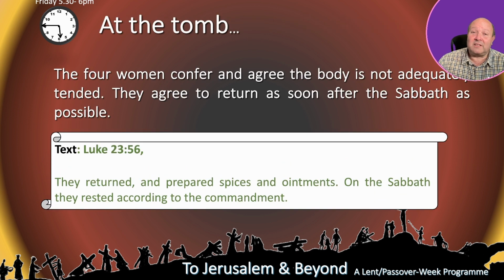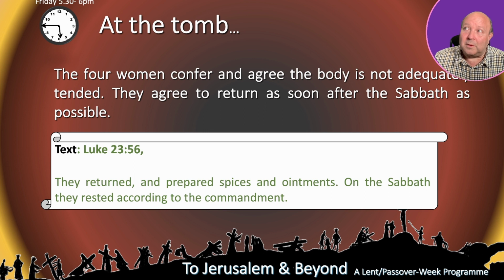And the four women conferred. So they agree that the body's not adequately tended, even though it's got a lot of spices and so on. So they agree to return as soon as the Sabbath is over, which is as soon as they can, because obviously they can't do too much now. So they returned and prepared spices and ointments. We notice that's said by Luke.